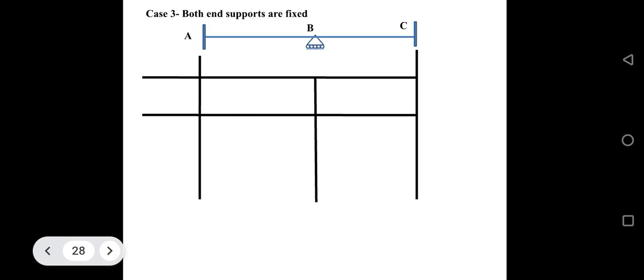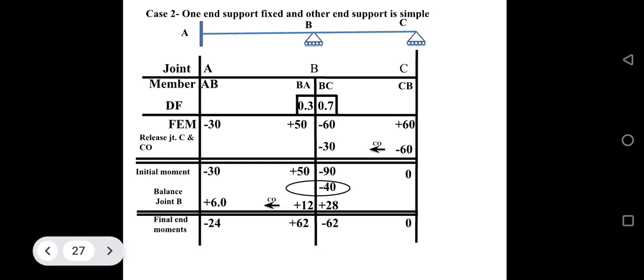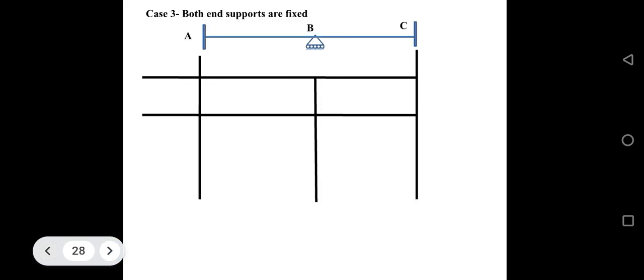Friends, in the previous video we discussed a two span continuous beam where supports A and C were both simple, and then a second case where support A is fixed and support C is simple. Now let us discuss the third case. In this case I have assumed supports A and C are both fixed. Now how to prepare the moment distribution table, that we are going to discuss.